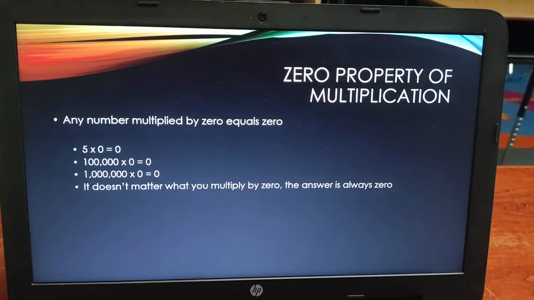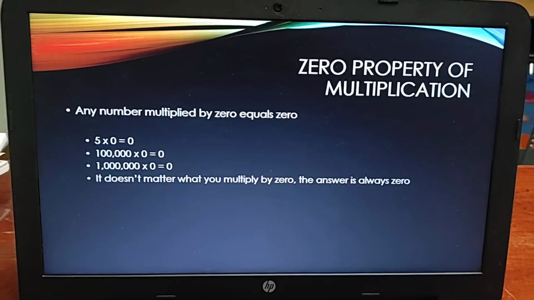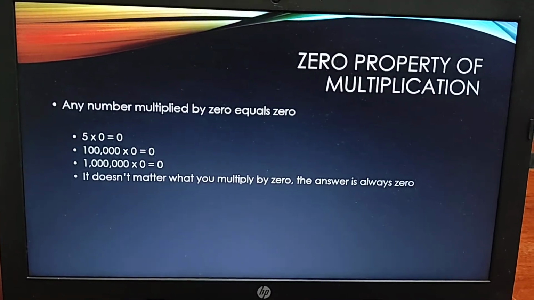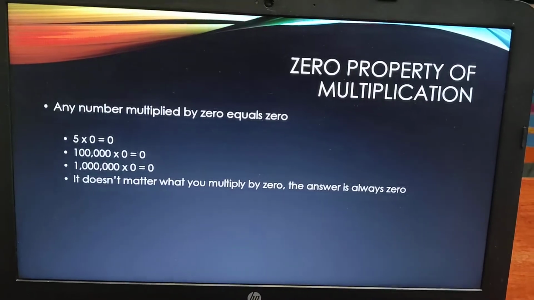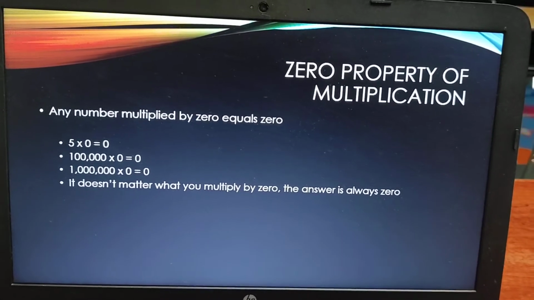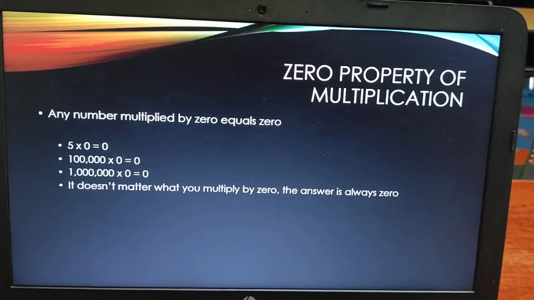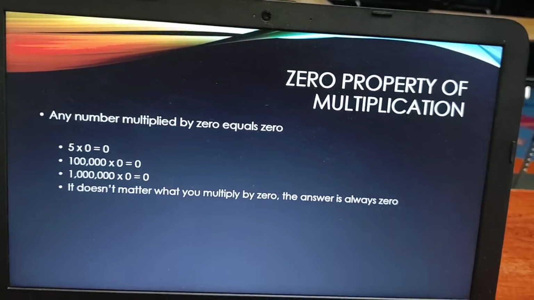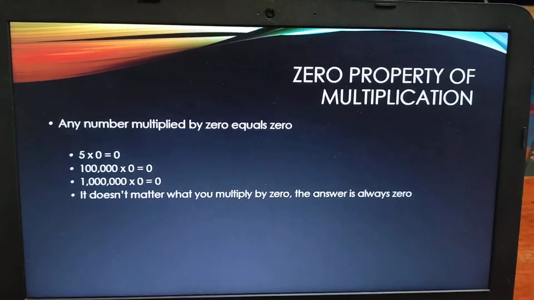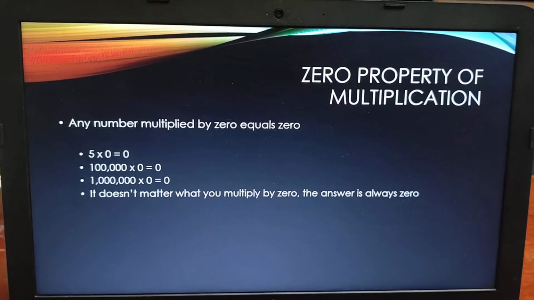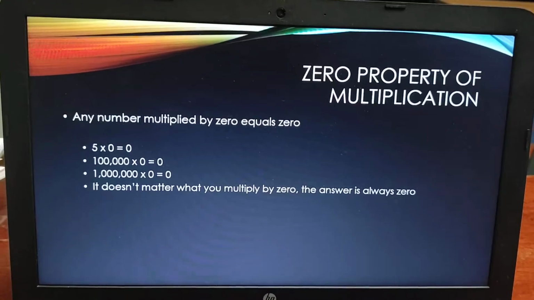And we have the zero property of multiplication. This states that any number multiplied by 0 equals 0. So 5 times 0 equals 0. 100,000 times 0 equals 0. 1,000,000 times 0 equals 0. Any number, it doesn't matter what number you choose, if you multiply it by 0, the answer is always 0.